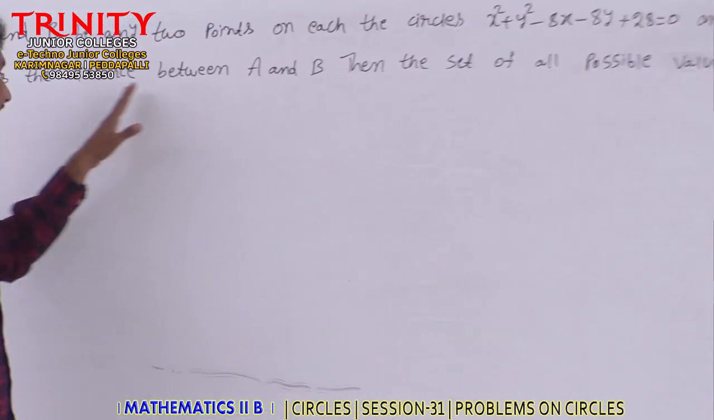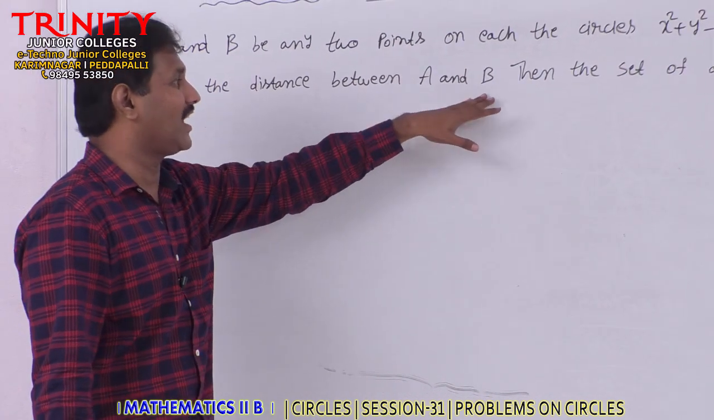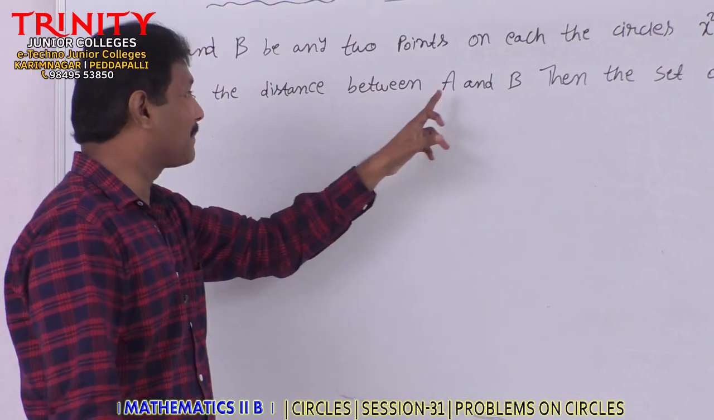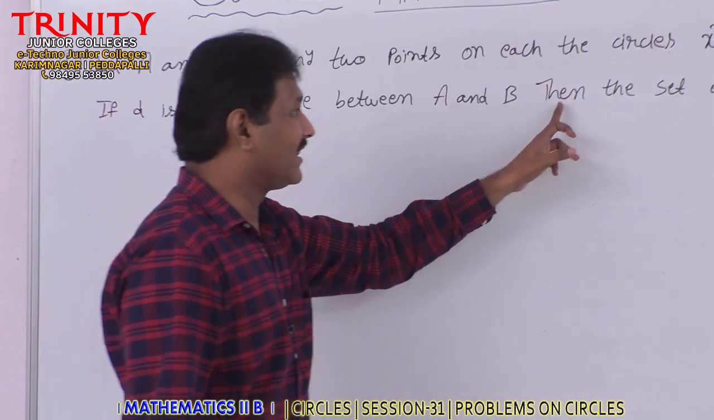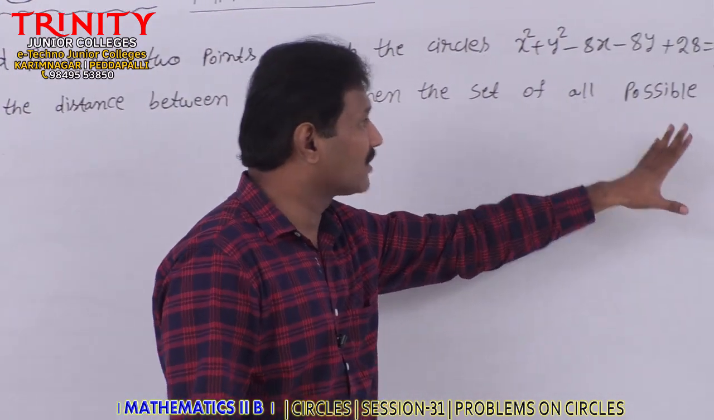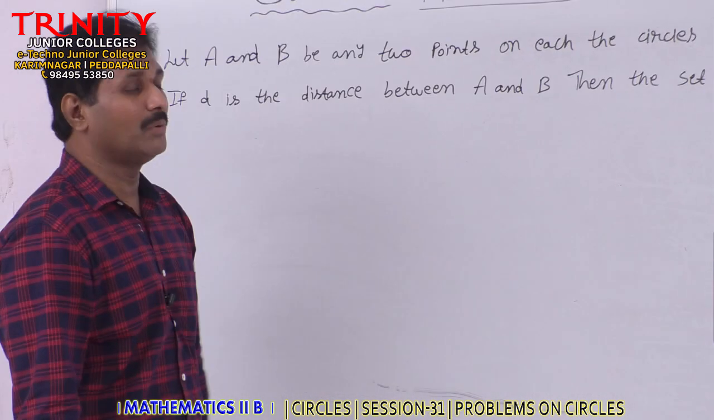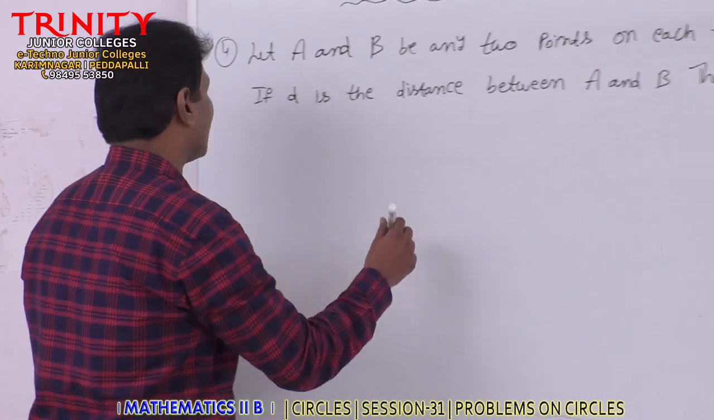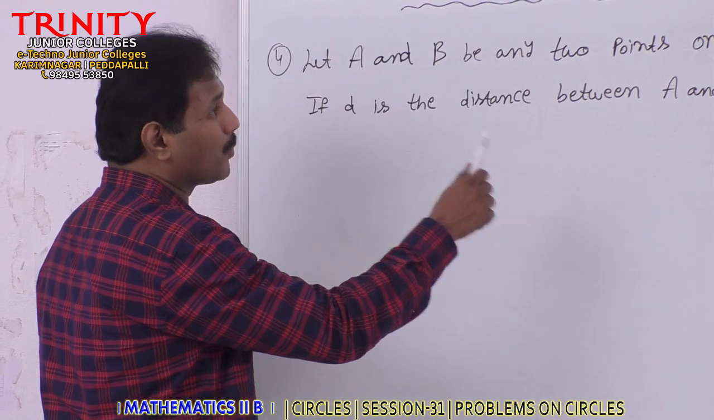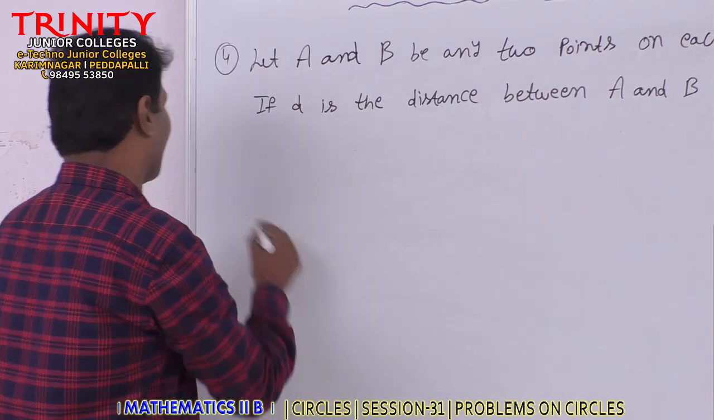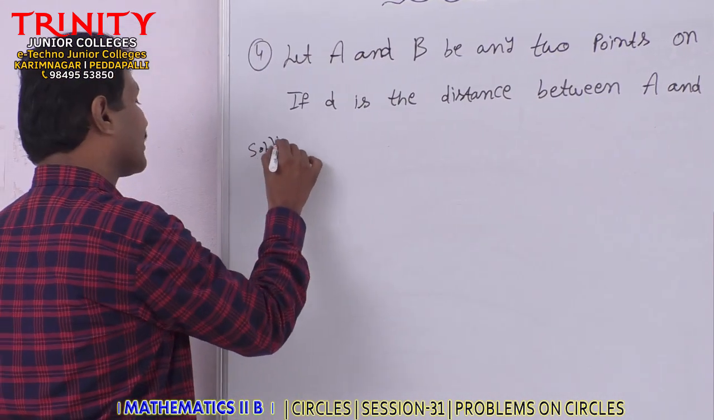If D is the distance between the points A and B, then find the set of all possible values of D. Here the givens: A and B are any 2 points on each of the circles. First we find the position of the circles.